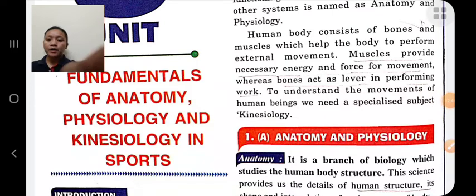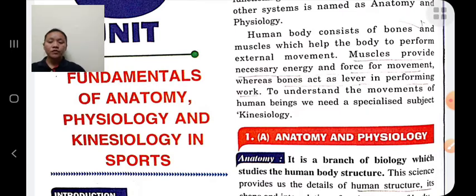Now, students, this chapter is fundamentals of anatomy, physiology and kinesiology. Anatomy is a branch of biology in which we study the structure of the human body, its shape, structures, and how it is interrelated with each other.